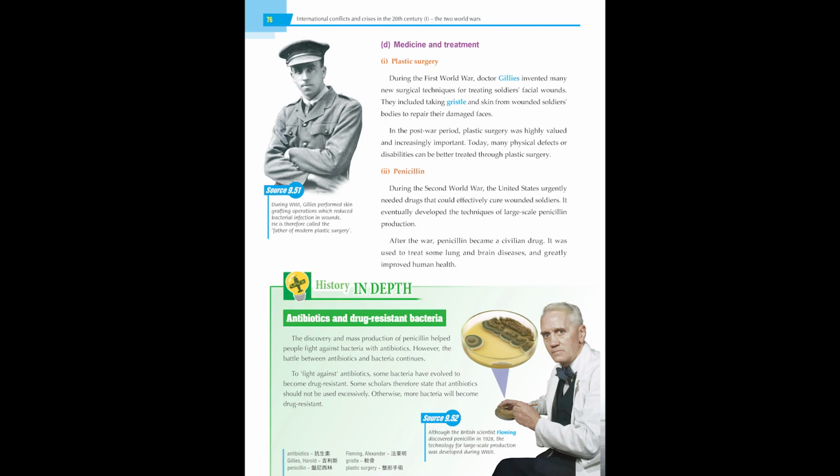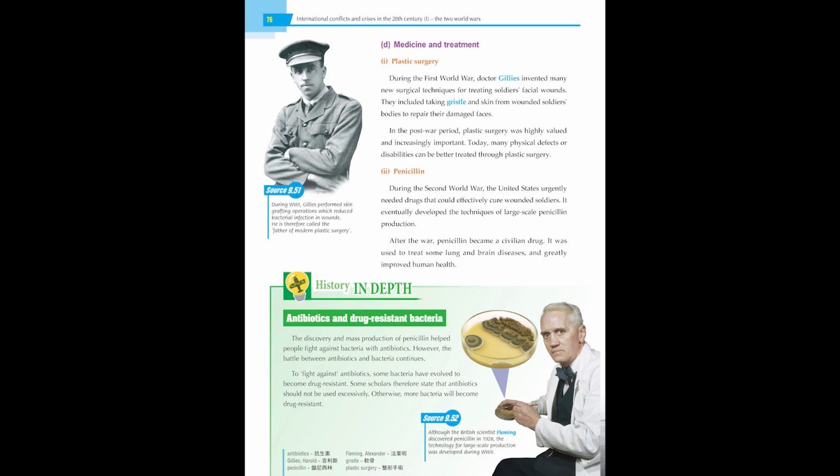D. Medicine and treatment. 1. Plastic surgery. During the First World War, Dr. Gillis invented many new surgical techniques for treating soldiers' facial wounds. They included taking gristle and skin from wounded soldiers' bodies to repair their damaged faces. In the post-war period, plastic surgery was highly valued and increasingly important. Today, many physical defects or disabilities can be better treated through plastic surgery.